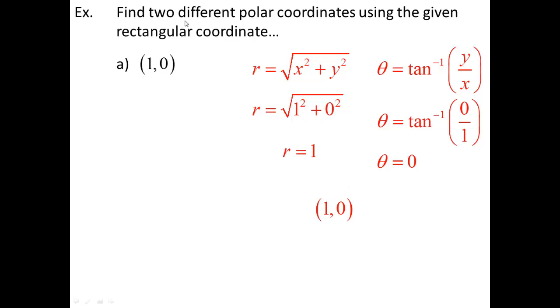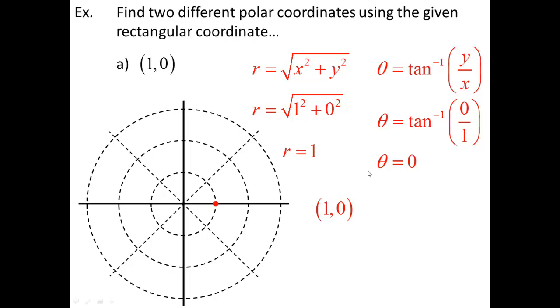But I'm not done because I wanted two different polar coordinates. So if I remember that 1, 0 is right here, if I want another coordinate, I can either add a full circle or half a circle in either direction.